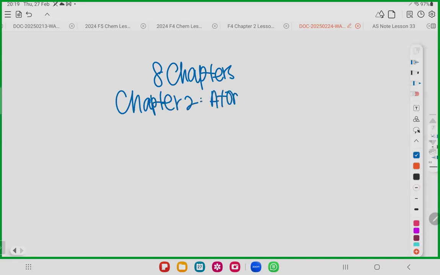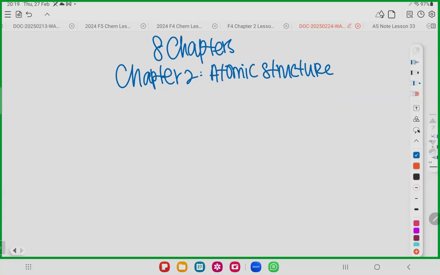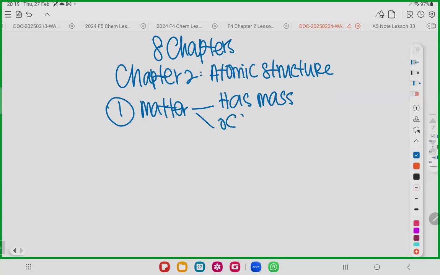What we learned last lesson is quite easy because most of it is something you learned in your lower secondary, in Form 1, Form 2, and Form 3. In the last lesson, we learned about matter. What is matter? Matter is anything that has mass and occupies space.